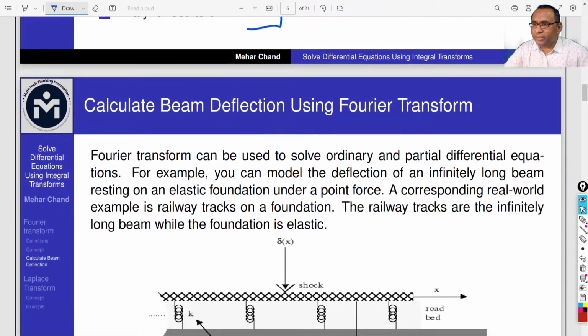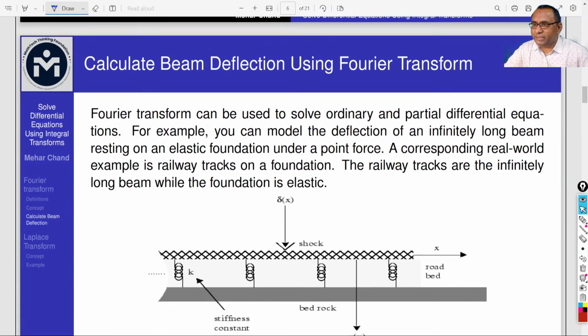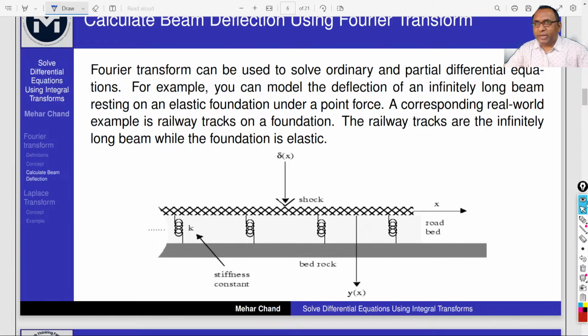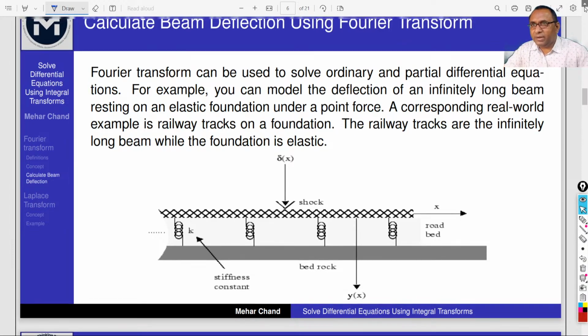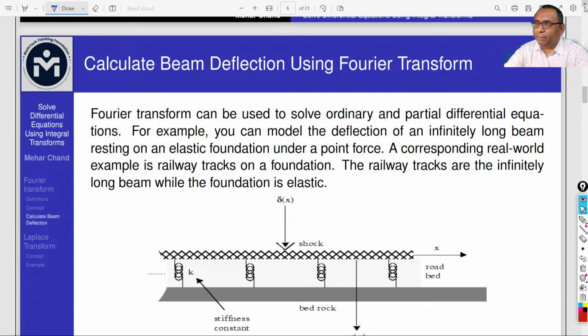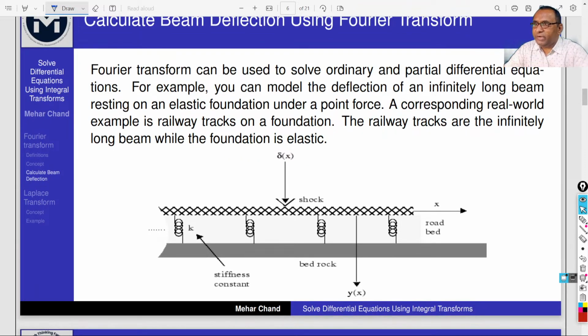Now, we have one example to calculate beam deflection using Fourier transform. The image is also there. You can see the Fourier transform can be used to solve ordinary and partial differential equations. For example, you can model the deflection of an infinitely long beam resting on an elastic foundation under a point of force, as you can see in this diagram.